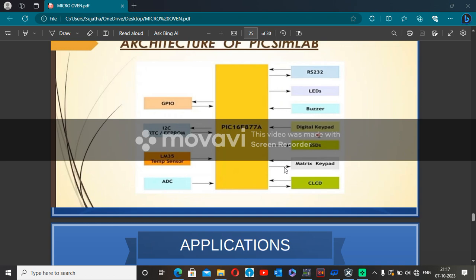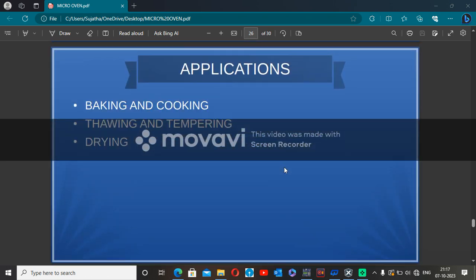Then, coming to applications, baking and cooking. Microwave oven is a very versatile kitchen appliance that offers a whole range of uses. Microwave oven can be used to reheat and cook food, disinfect kitchen items, make citrus fruits juicier, heat beauty products, roast garlic, and decrystallize honey.